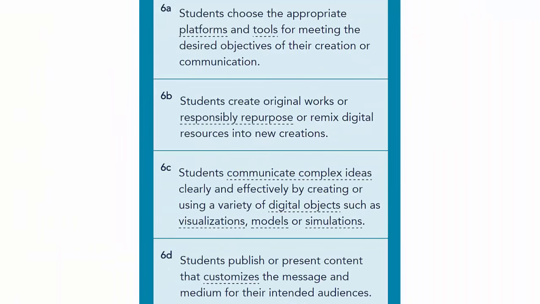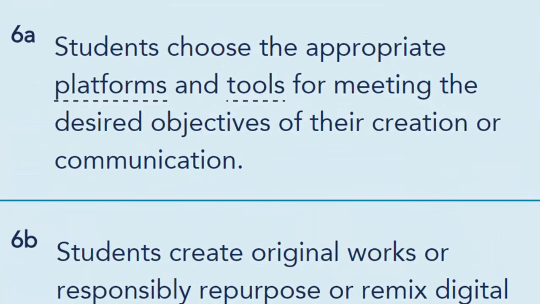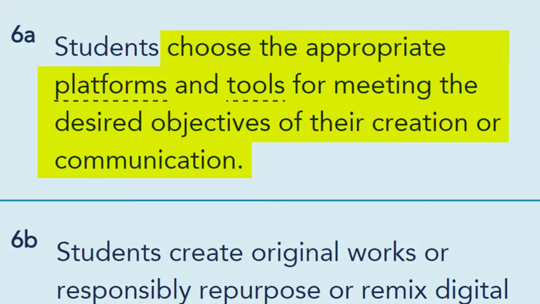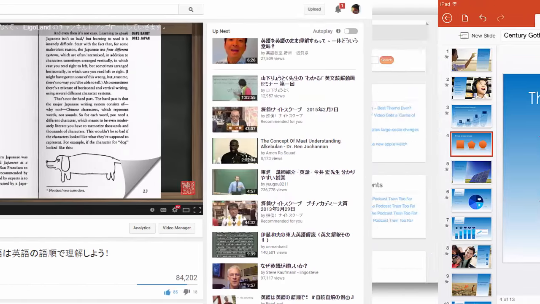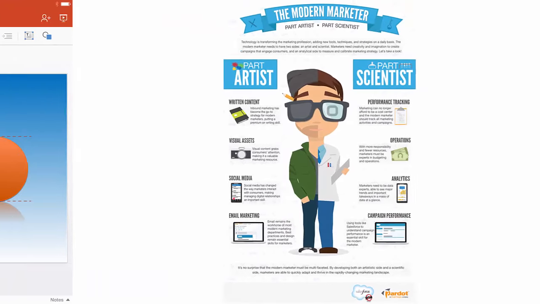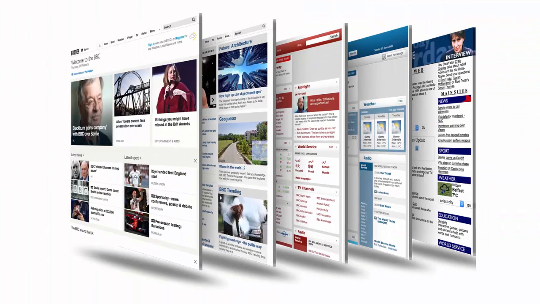As usual, let's look at four different indicators. The first indicator says your students must learn to choose appropriate platforms and tools for meeting the desired objectives of their creation or communication. So what does it mean by platforms? Platforms are a mode of delivery. For example, a blog, video, slide presentation, digital poster, social media site, podcast, website, or other online tool.